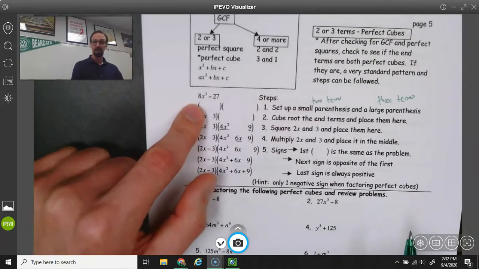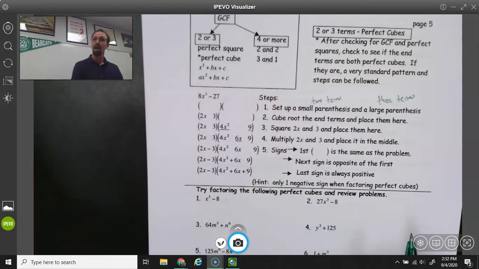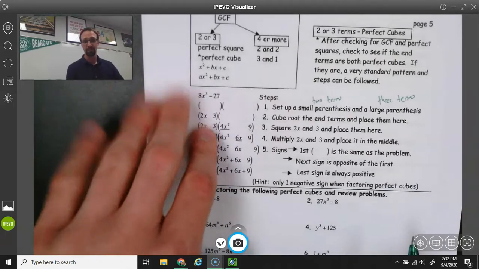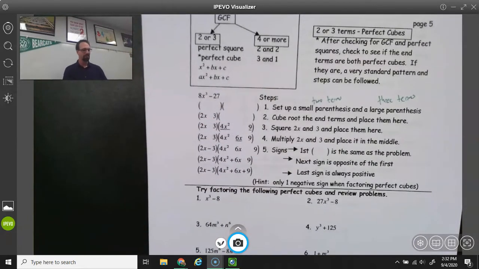The next thing we want to do is take the cube root of 8x cubed, or in this example, the first term, and then also the cube root of 27, or the last term. The cube root of those gives us 2x and 3, so that's what goes in those spots there.